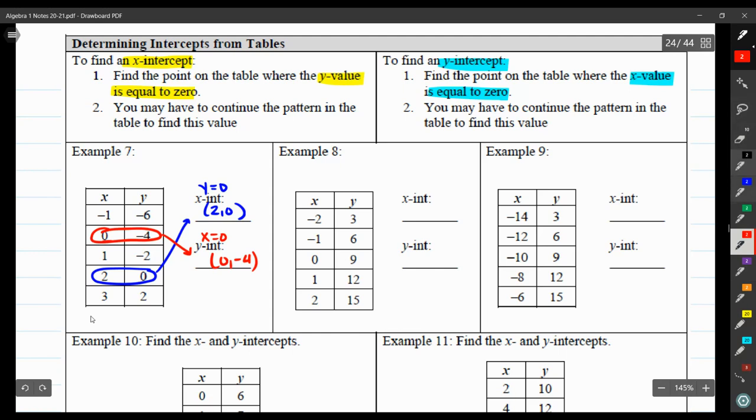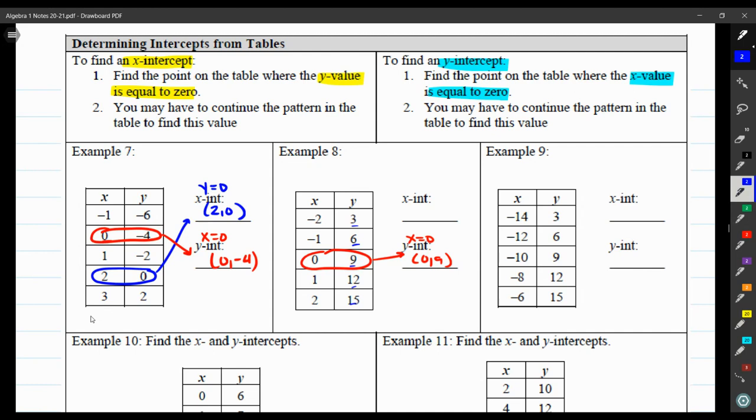So I want to find an x-intercept, so I want to see where y is 0, but I don't see a 0 for y. So let's skip that one. Let's go to the y-intercept. So I need where the x is 0. So x is 0 is here, 0, 9. That's my y-intercept. So for the x-intercept, we're going to have to get a little crafty.